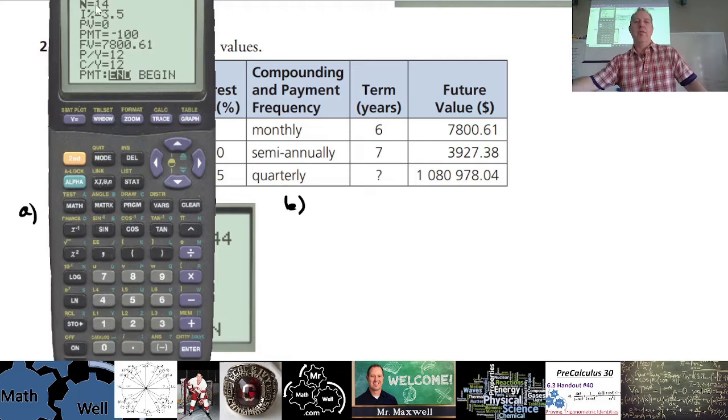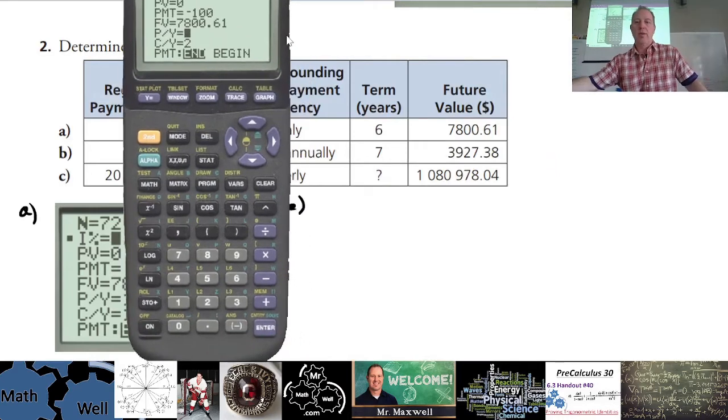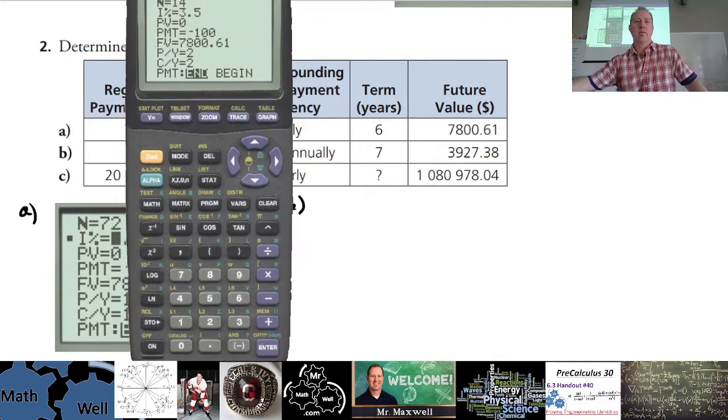So the number of payment periods is 14. And down here, it's going to be 2 and 2. The CY defaults to whatever the PY is, so as default you can make them different, but that's the way it defaults. And future value is 3,927.38.